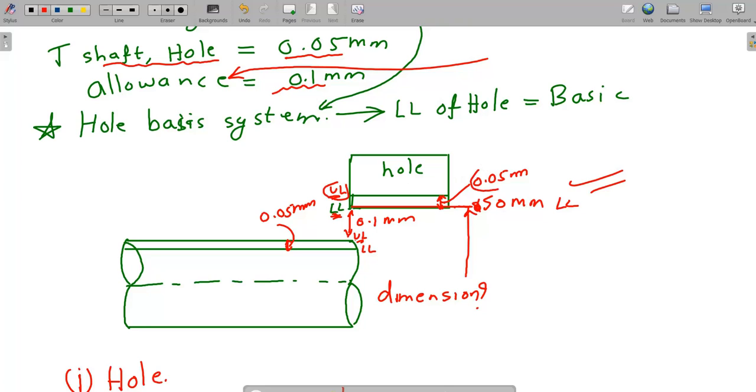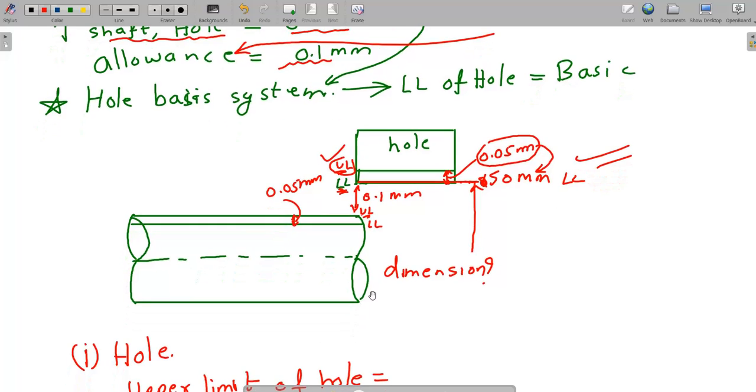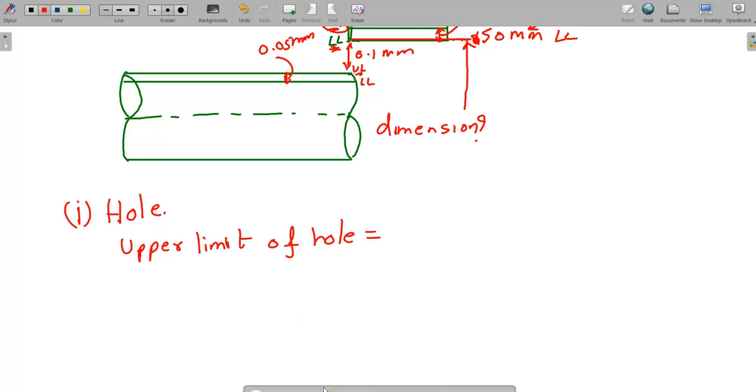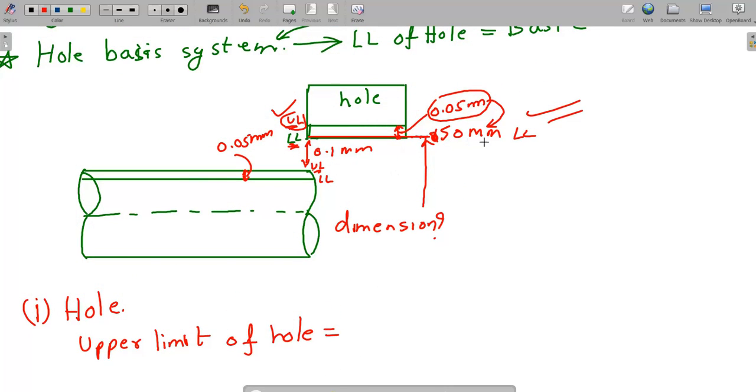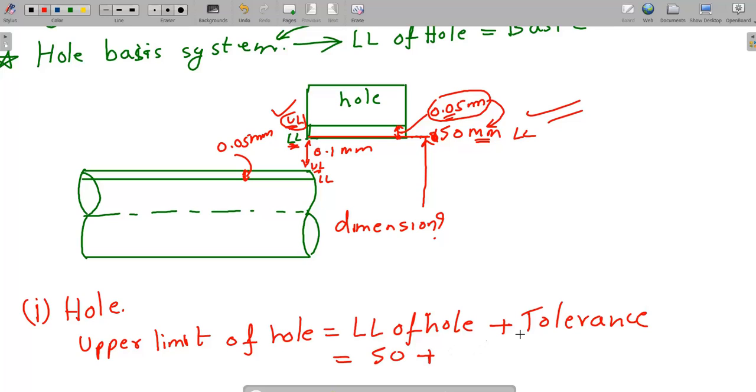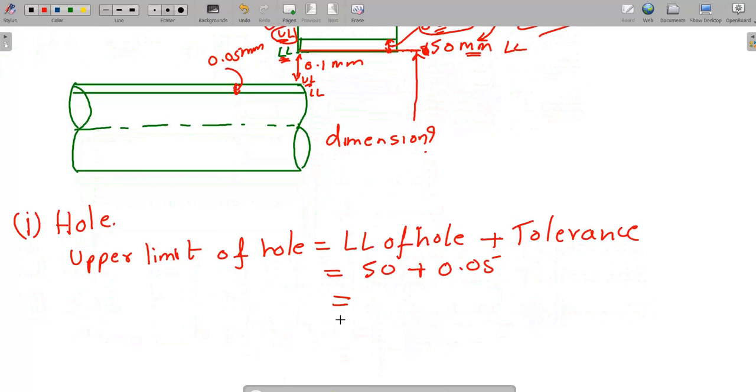Limit, this particular tolerance value, if I add into this lower limit, definitely I will get upper limit, correct? So in this case I will write it as upper limit of hole equal to lower limit of hole plus tolerance value. Lower limit of hole is already known, 50 mm, plus tolerance 0.05. So the answer will be 50.05 mm.